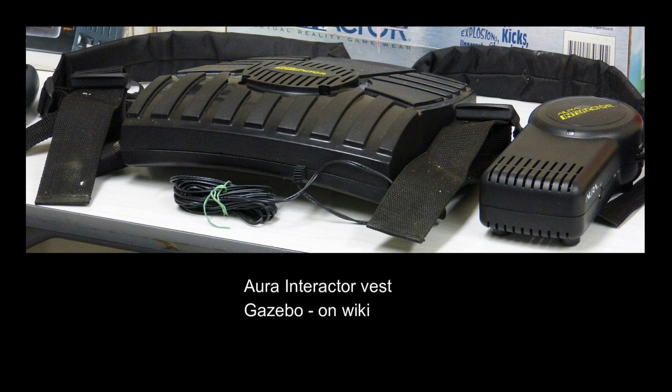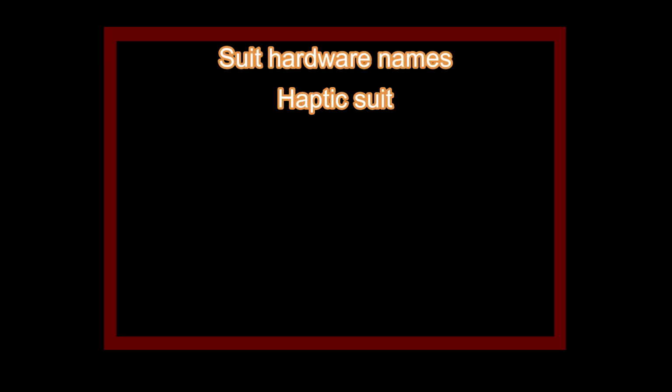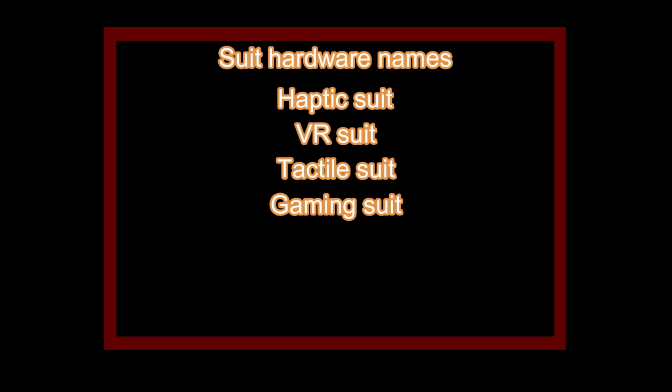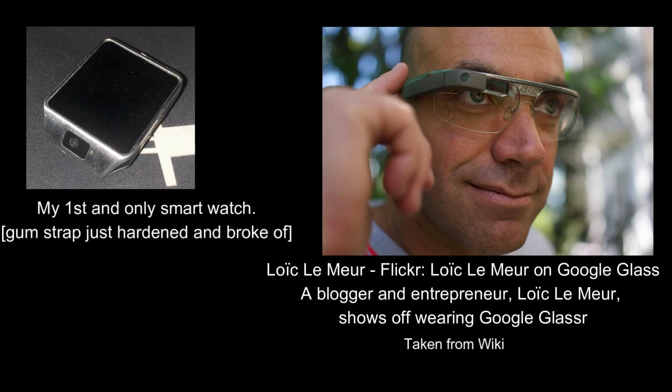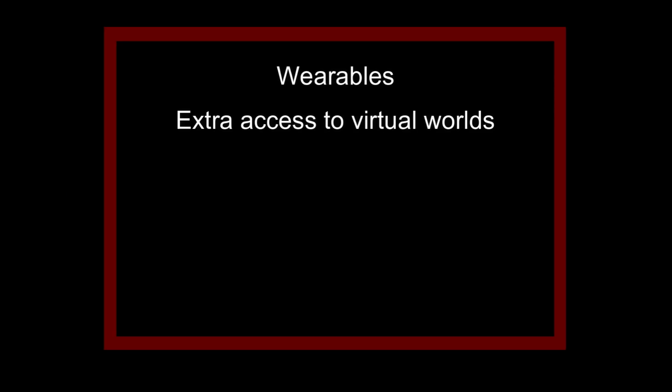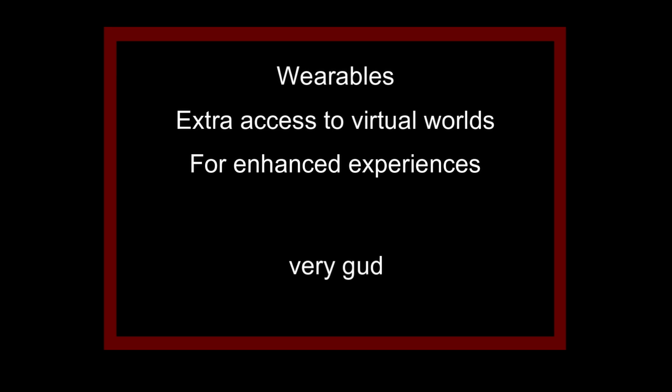Suit hardware for VR is also called haptic suit, VR suit, tactile suit, gaming suit, and in some cases Tesla suit. Other wearables and Internet of Things devices are smartwatches, smart glasses, in some cases smart contact lenses, and so on. They offer access to virtual worlds or enhance experiences.